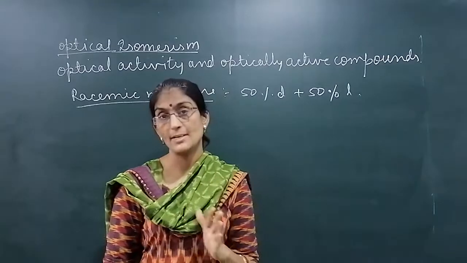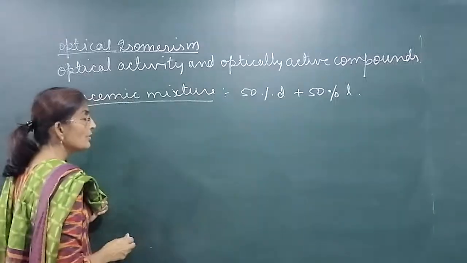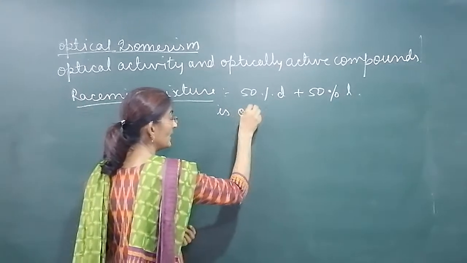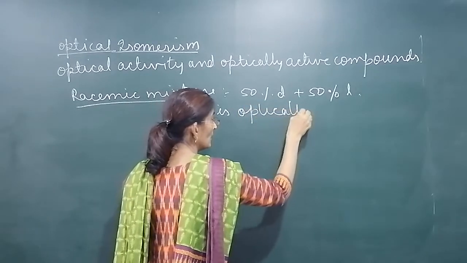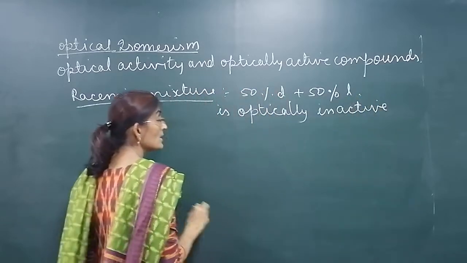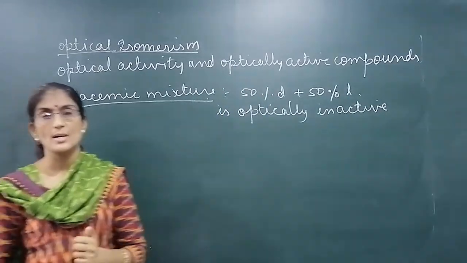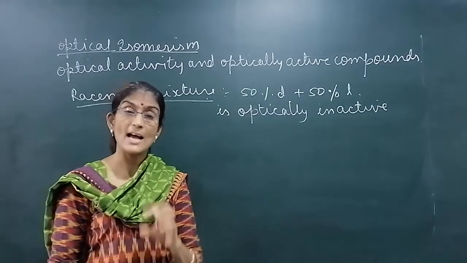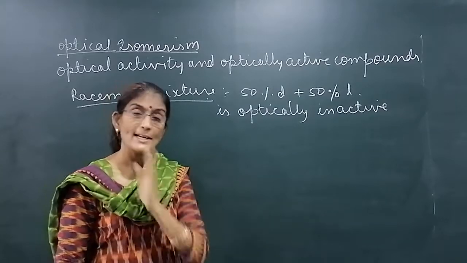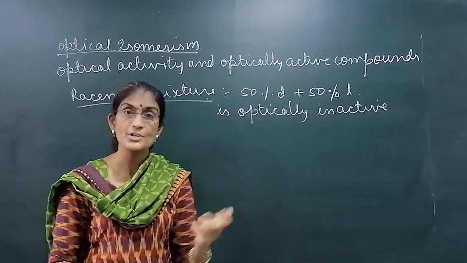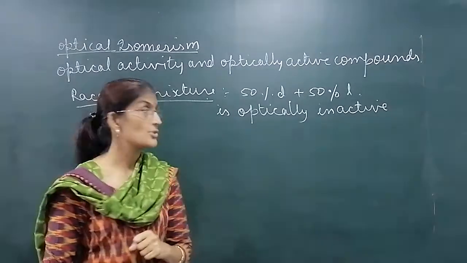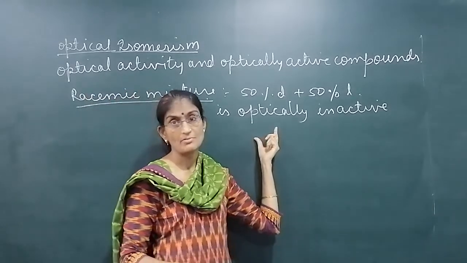Even then it has chiral carbon. So what is racemic mixture? 50% dextro, 50% levo is optically inactive. How much optical rotation will it show? 0. Such compounds are called racemic mixtures. So even though the racemic mixture has chiral carbon, it is not capable of rotating the light. Light will come out as it is, as if rotation is not there. Such mixtures are known as racemic mixtures. So racemic mixtures are optically inactive compounds.